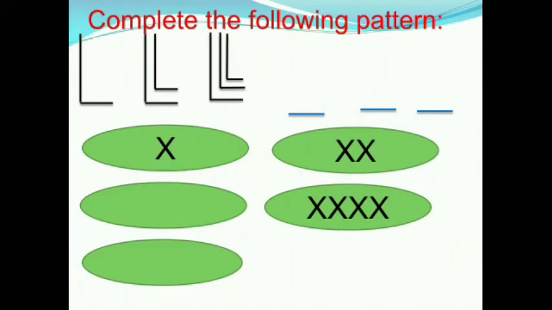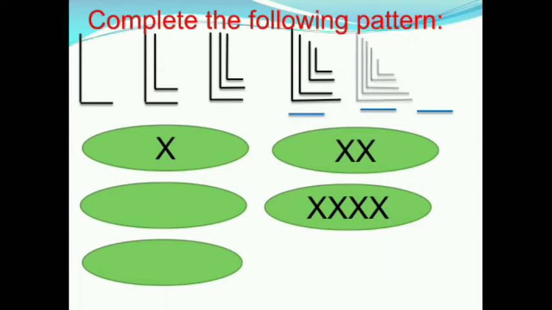Children, now we will complete the following pattern. First, we have one L. Next, we have two L's. Next, we have three L's. Now we will complete the pattern in the same order. Next we will get 4 L's. Next we will get 5 L's. Next we will get 6 L's.